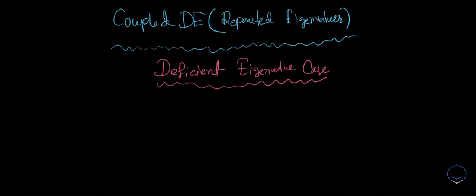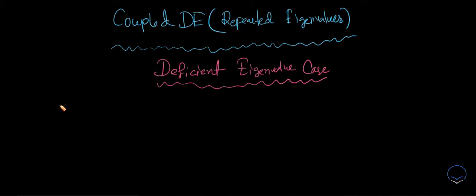In the past lecture we saw how we can deal with repeated eigenvalues when it comes to solving systems of differential equations, and today we are going to see the same thing, but today's case will be a bit different, because as you can see I have already written it down. I'm calling it the deficient eigenvalue case, and we will try to see what this deficiency means and how we can bypass it.